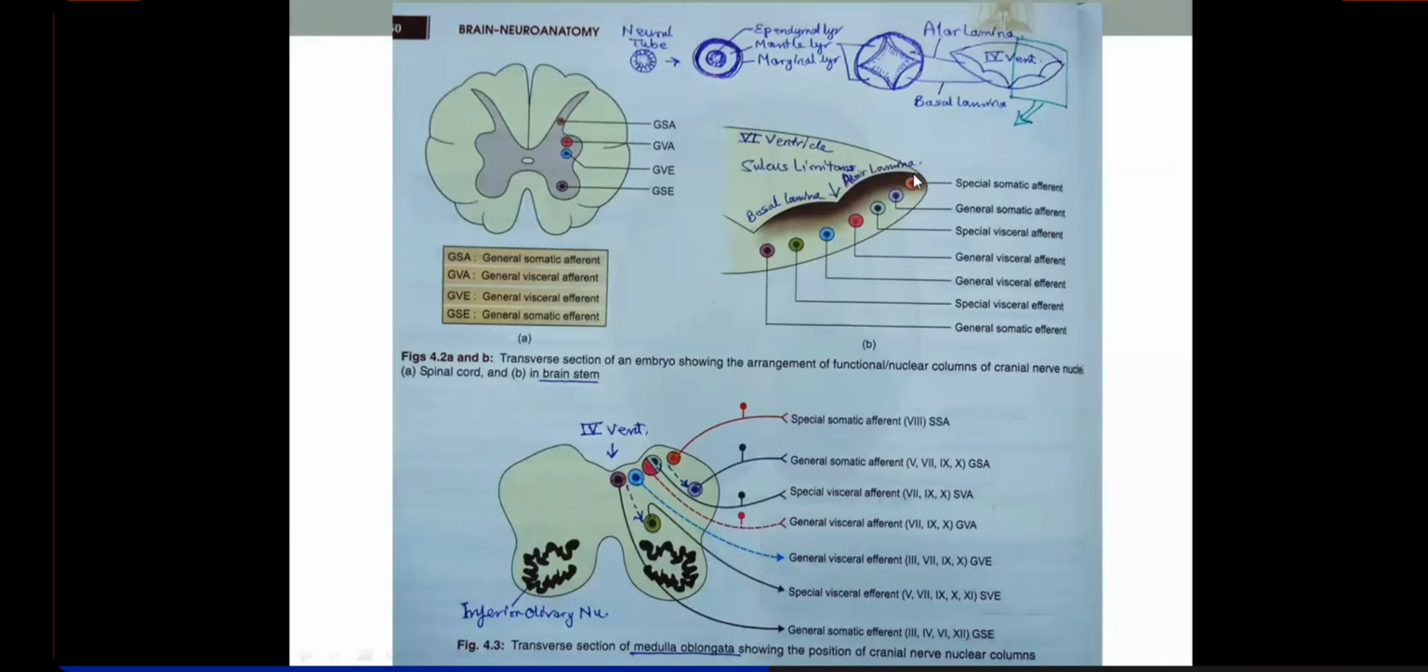So this one is unpaired. You have only special somatic afferents, not the efferents. And this functional column will be placed more laterally, only in the alar lamina. Got it? And that's why, remember, this functional column carries the sense of hearing and balance. And that's why I said this 8th cranial nerve nucleus will be placed most laterally in the brain stem.